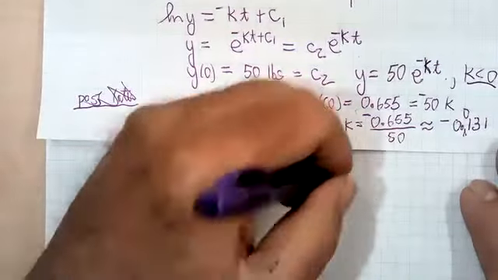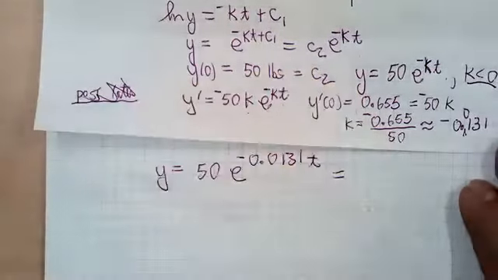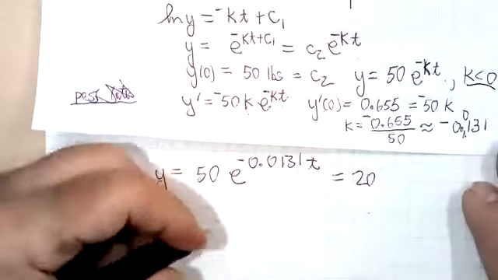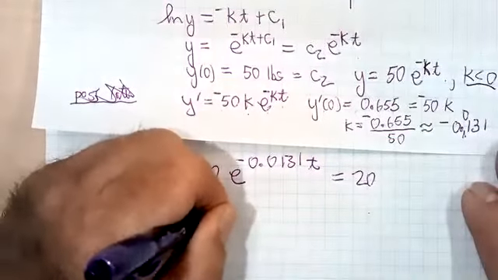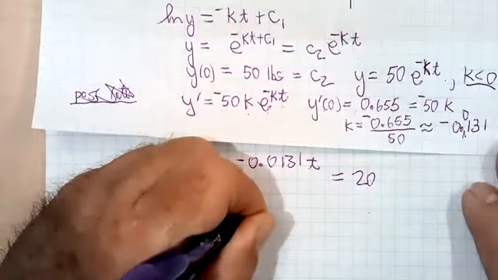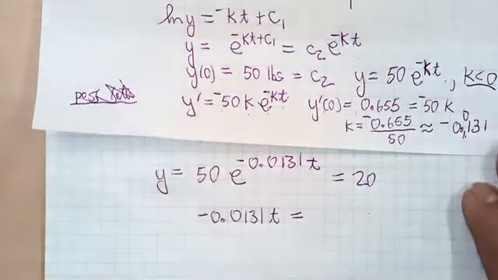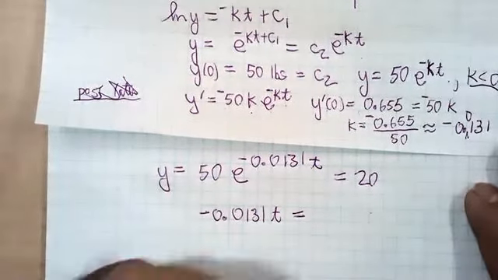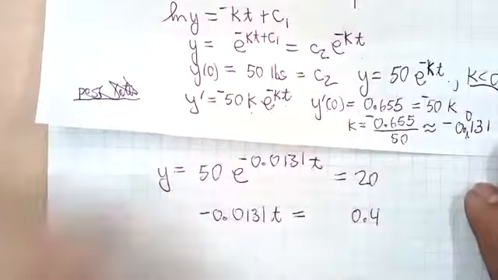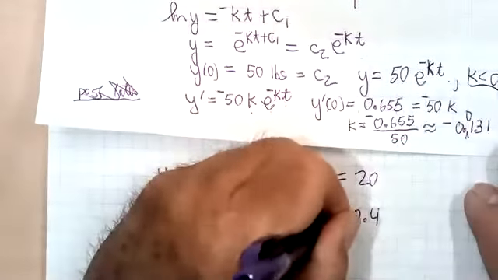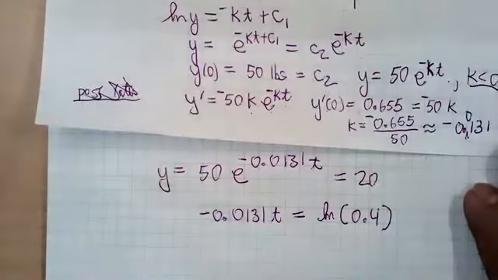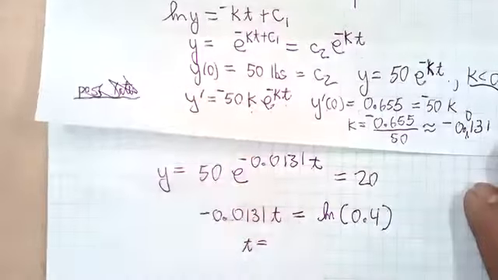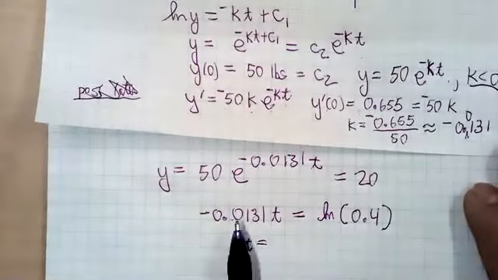And now we can solve this other part of the problem. When will we be down to 20 pounds of salt? So minus 0.0131 t equals, well, what you do is, first of all, you divide each side by 50. 2/5 is 0.4. And then you take the logarithm of both sides. And then you divide through by this negative number here, which is good because dividing through by that negative, we get a positive time.